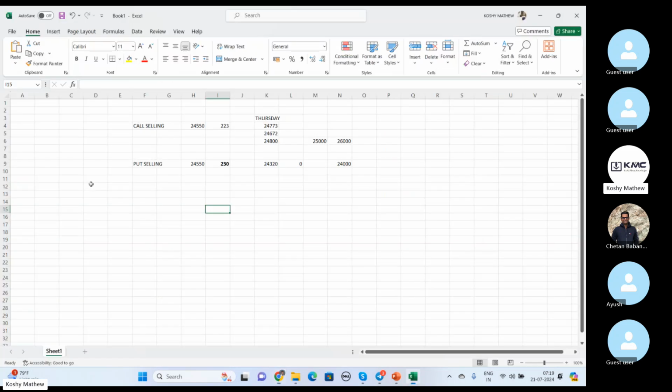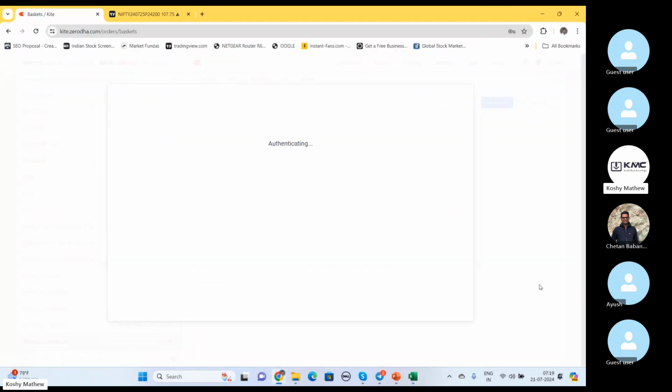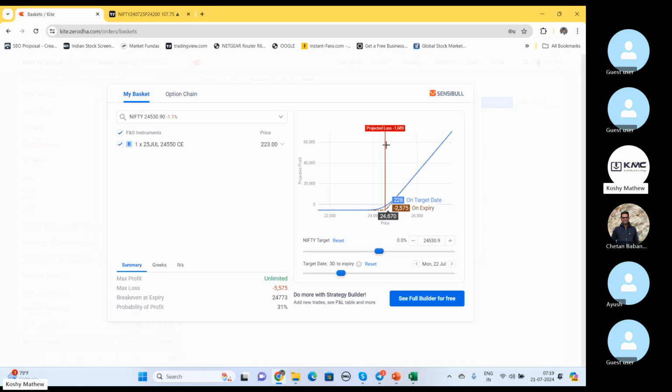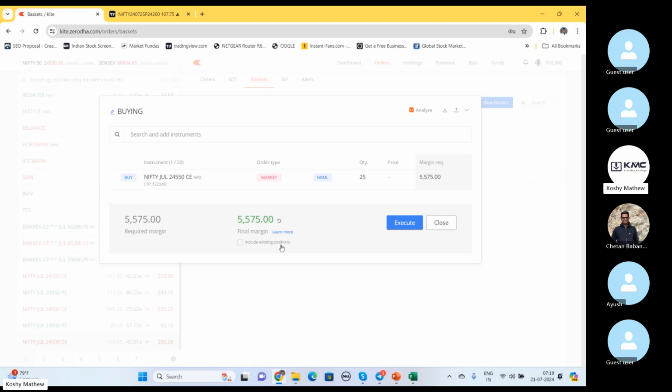I'll tell you why. And remember, here your loss is limited to your premium for buying. Look at this projected loss. On Thursday, the market goes down. I'm talking about because we're buying. Let it go down even that much, minus 7.5% or minus 10%. Your loss is only 5,575. That means the total premium what you paid for buying that strike, that's a loss. That's it. It doesn't go beyond that. It's limited. You put in 5,000, see, 5,575. That's the total loss you can get by Thursday. It cannot go beyond that.